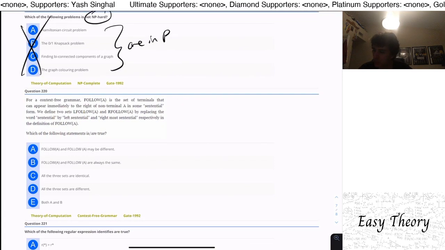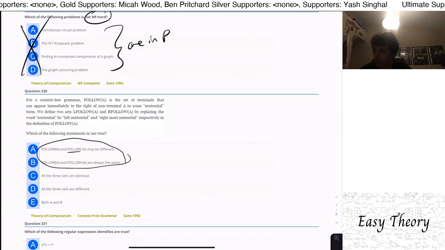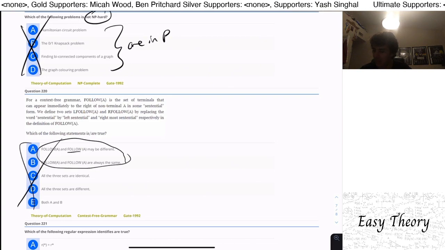Follow A is a set of terminals that can appear immediately to the right of a non-terminal A in some sentential form. We define 2 follow sets, the 2 sets. I think they mean R follow here. I'm not sure what this is actually saying. I'm not going to answer that.